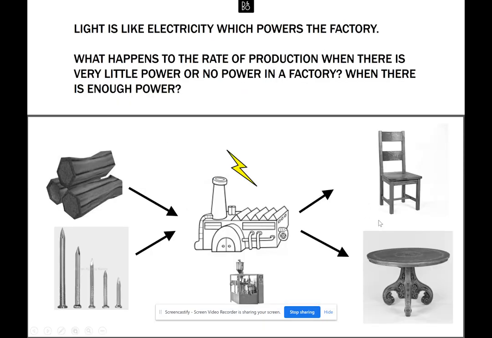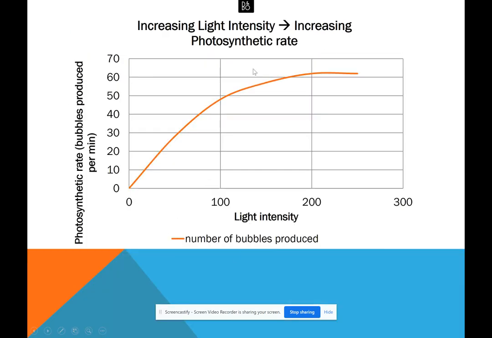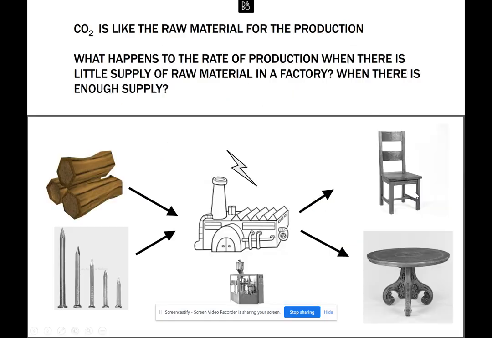It's actually no. So if I illustrate this in the form of a graph, you can see that as I increase the amount of light intensity, from 100 to 200 to 300, the amount of products, in the form of bubbles, oxygen produced, will gradually increase as well.